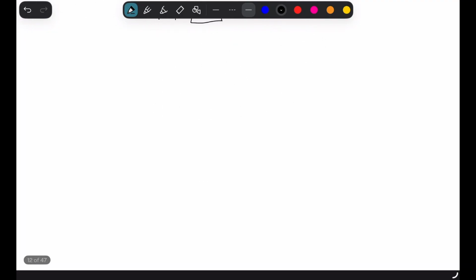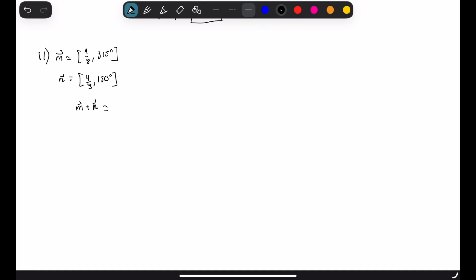Let's do another example. Let's say we have vector m that has a magnitude 9/8 at 315 degrees, and n has a magnitude of 4/3 at 150 degrees. Let's find the magnitude of adding m plus n, and also the direction.